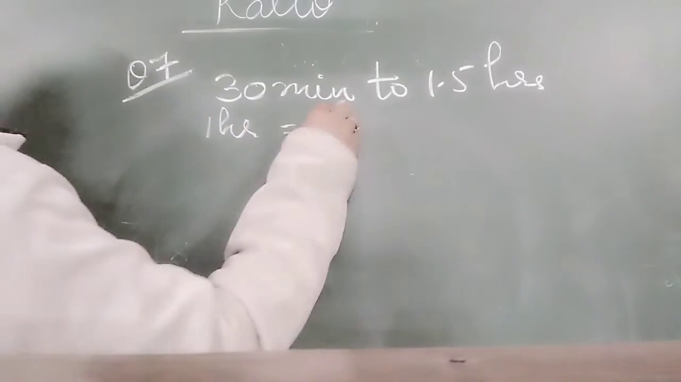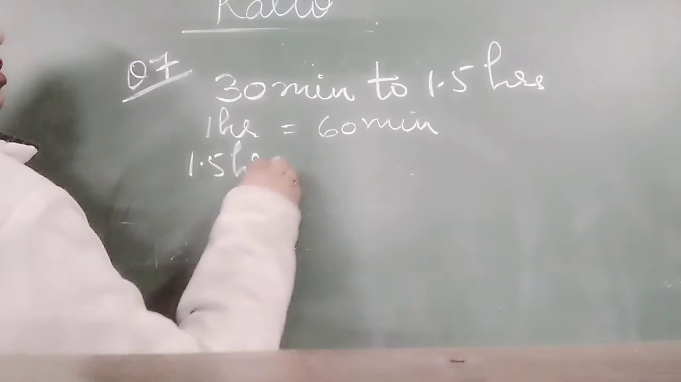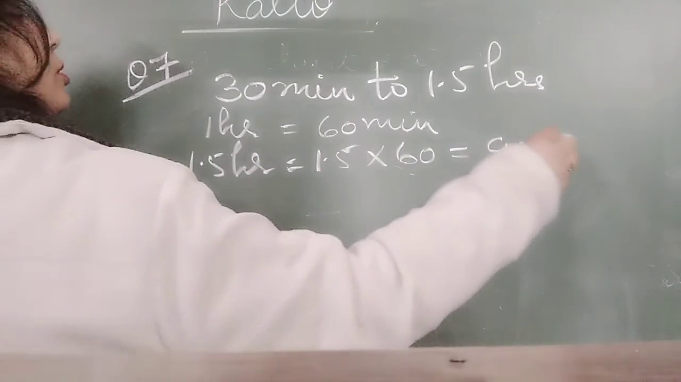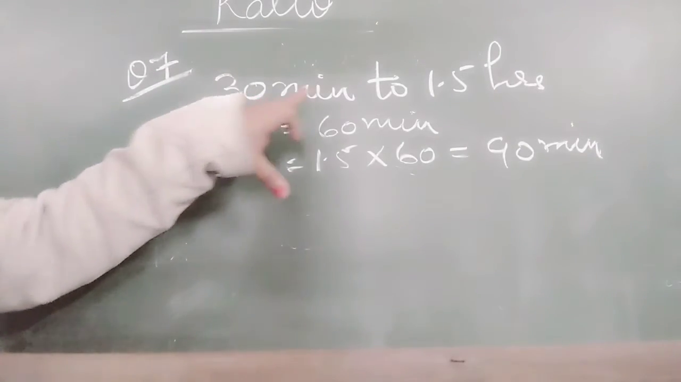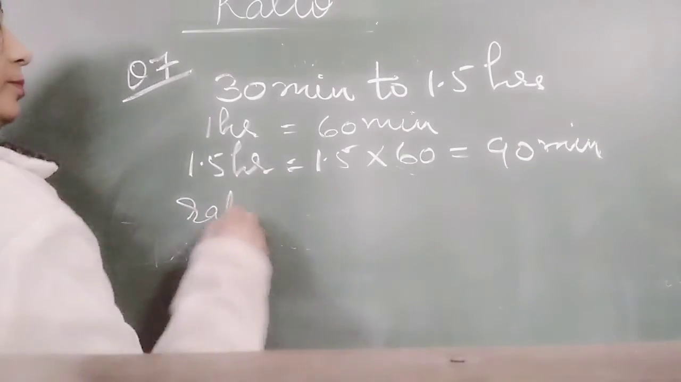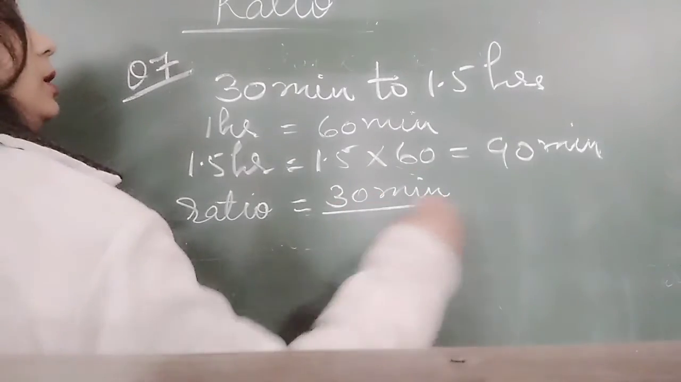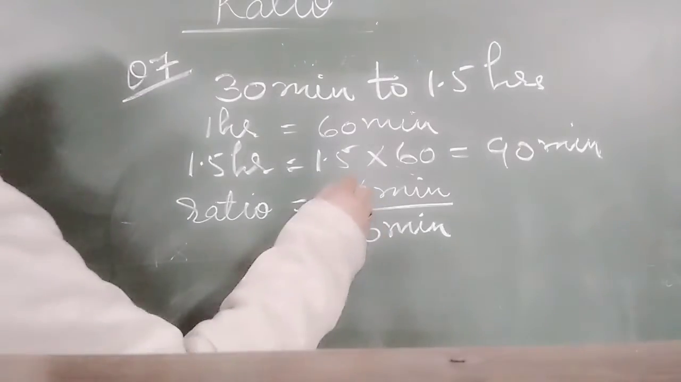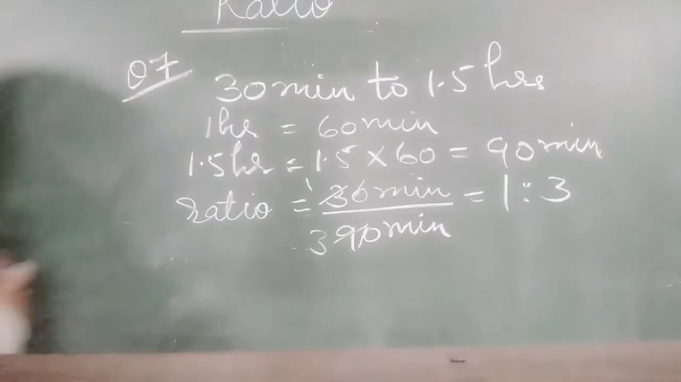1 hour equals 60 minutes. So 1.5 hours is equal to 1.5 into 60, that is equal to 90 minutes. So now the question is, find the ratio of 30 minutes to 90 minutes. So the required ratio will be 30 minutes to 90 minutes. 3 ones are 3, 3 threes are 9, so the ratio is 1:3. Okay.